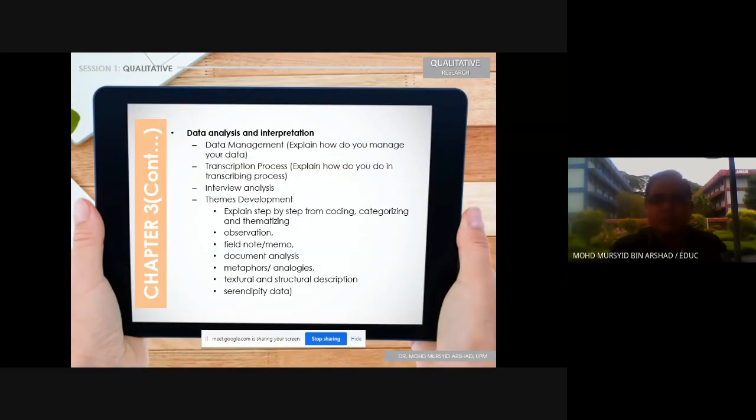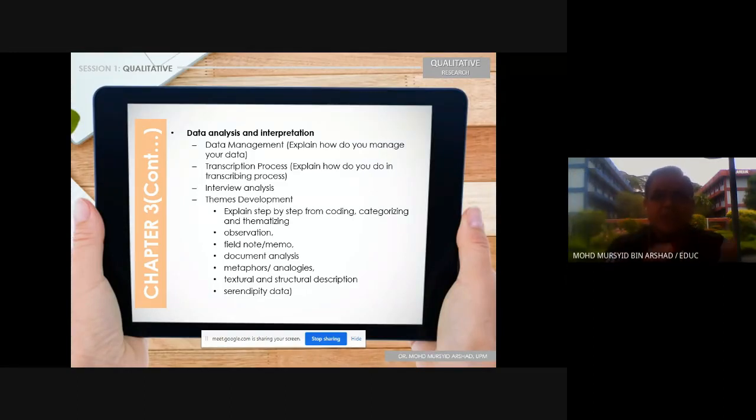After you have done data collection, you move to the next phase, which is data analysis and interpretation. How do you manage your data? Let's say, for example, you use NVivo. Inshallah, we will have another session for NVivo. Maybe I have already invited someone to conduct the NVivo session. If you are interested, you can join that.